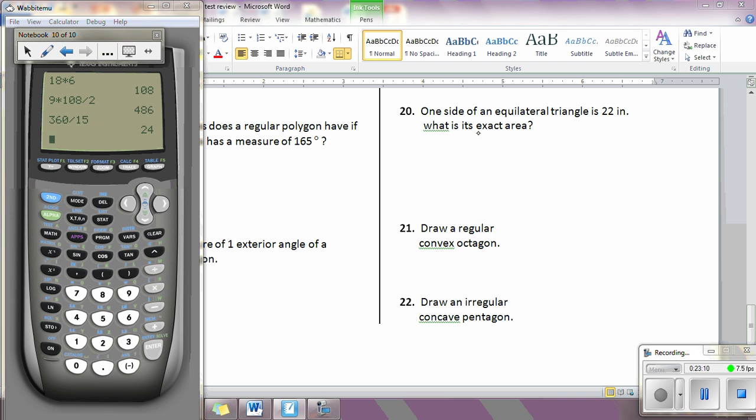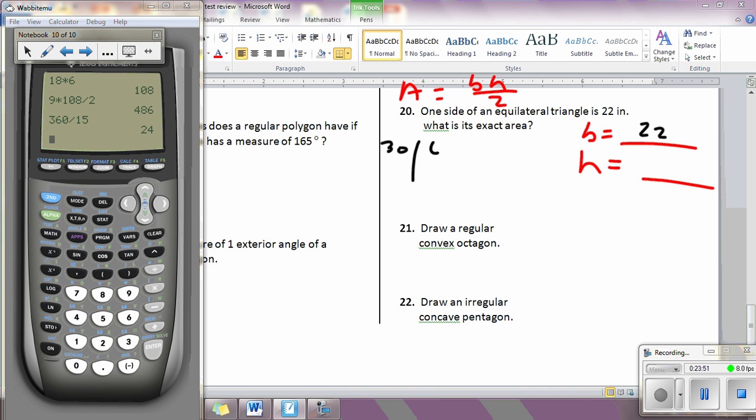All right, number 20 says one side of an equilateral triangle is 22 inches. What is its exact area? So for the equilateral triangle, the area formula is base times height over 2 for any triangle. So I need my base and I need my height. Well, the base is going to be the side that they give us automatically, 22. We need to find the height using our 30-60-90 rules. So again, x, x root 3, and 2x.